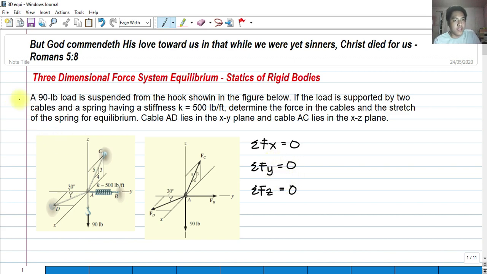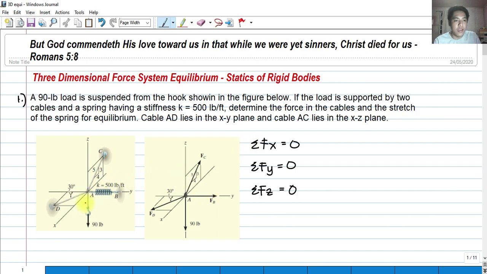So for number one example, we shall try this. A 90-pound load is suspended from the hook, shown in the figure below. If the load is supported by two cables, that's this cable and this cable, and a spring, so we have a spring and a cable, the spring having a stiffness of K equals 500 pound per foot. Determine the forces in the cables and the stretch of the spring for equilibrium.